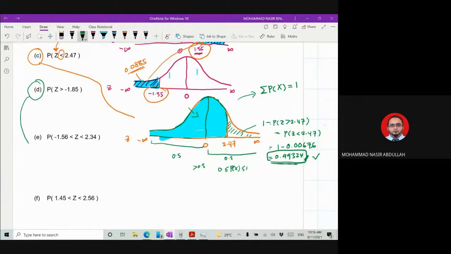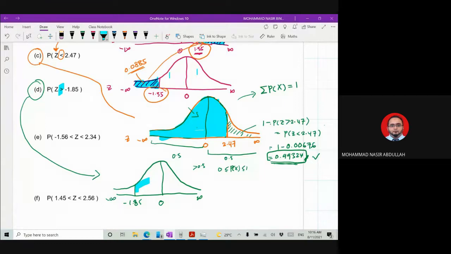Okay, now let's look at probability of Z more than negative 1.85. So this is a standard normal distribution. Negative 1.85 is somewhere here, right? We want to find the area to the right, right? Because it is larger than negative 1.85, it should be to the right.